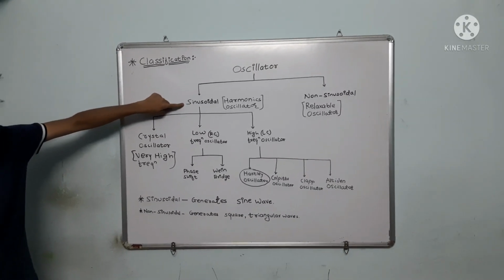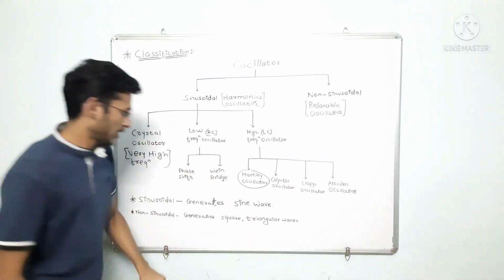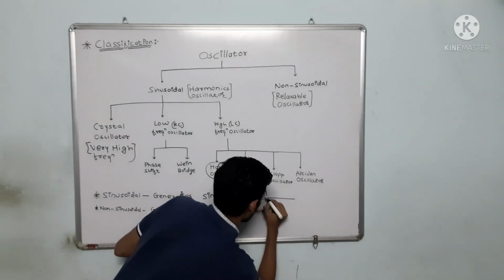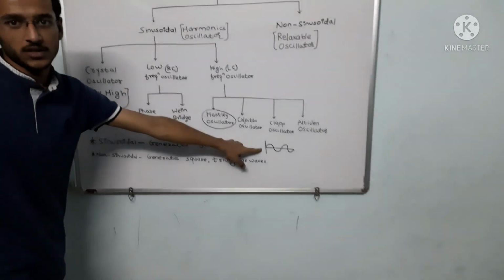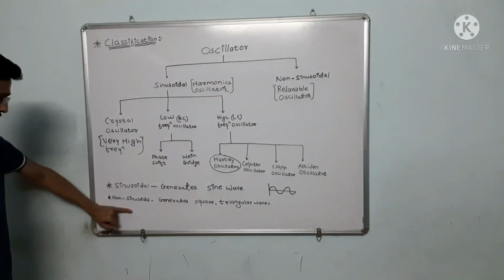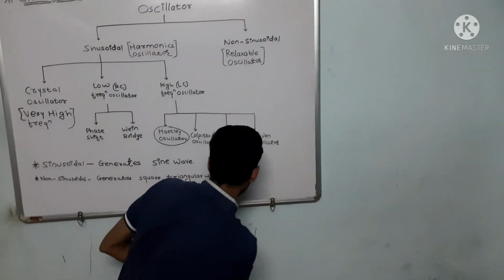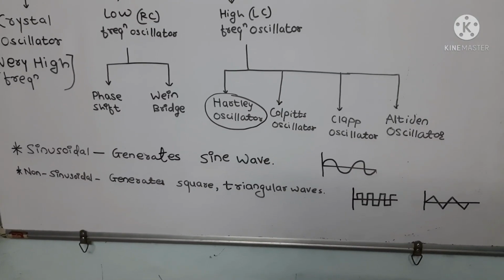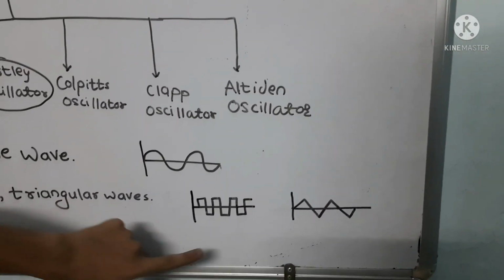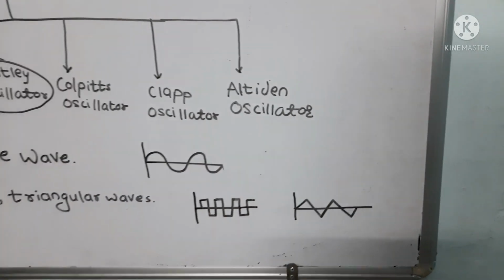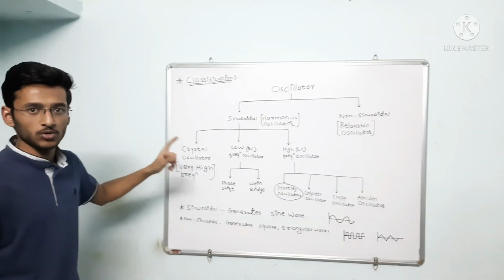As I have written here, a sinusoidal oscillator means an oscillator that can generate a sine wave. I guess all of you know what a sine wave is. This is the sine wave with a desired frequency and fixed amplitude, while non-sinusoidal means an oscillator which can generate square or triangular waveforms. So this is the square waveform and this is the triangular waveform. I hope the whole classification of oscillators is clear to you, and now we are going to move further.